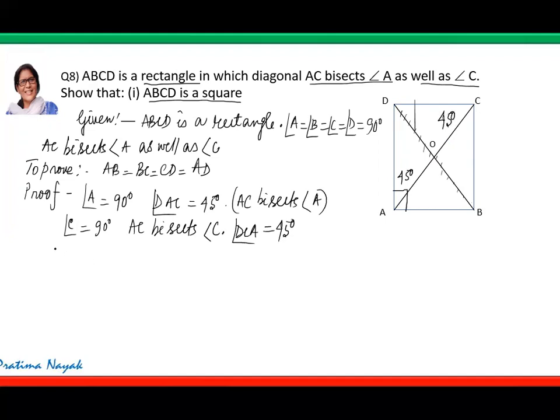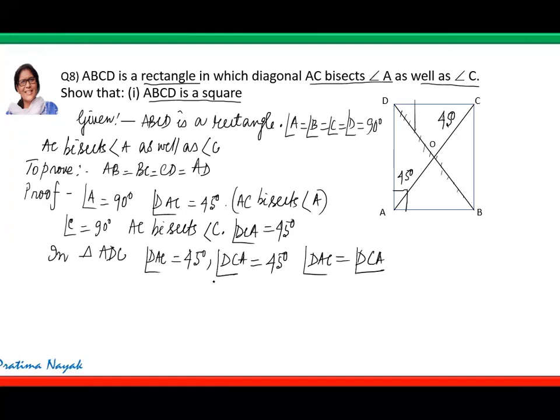Now come to the triangle. In triangle ADC, we are getting DAC angle is equal to 45 degrees and DCA is equal to 45 degrees. So angle DAC is equal to angle DCA. When two angles are equal, the opposite two sides are equal. So DA is equal to DC.